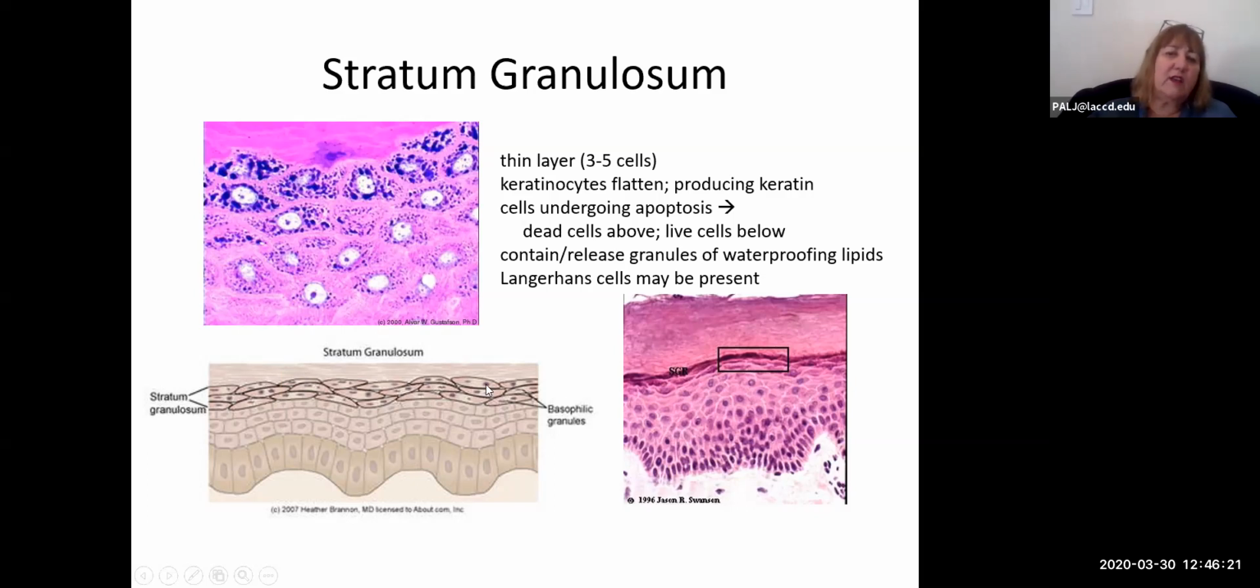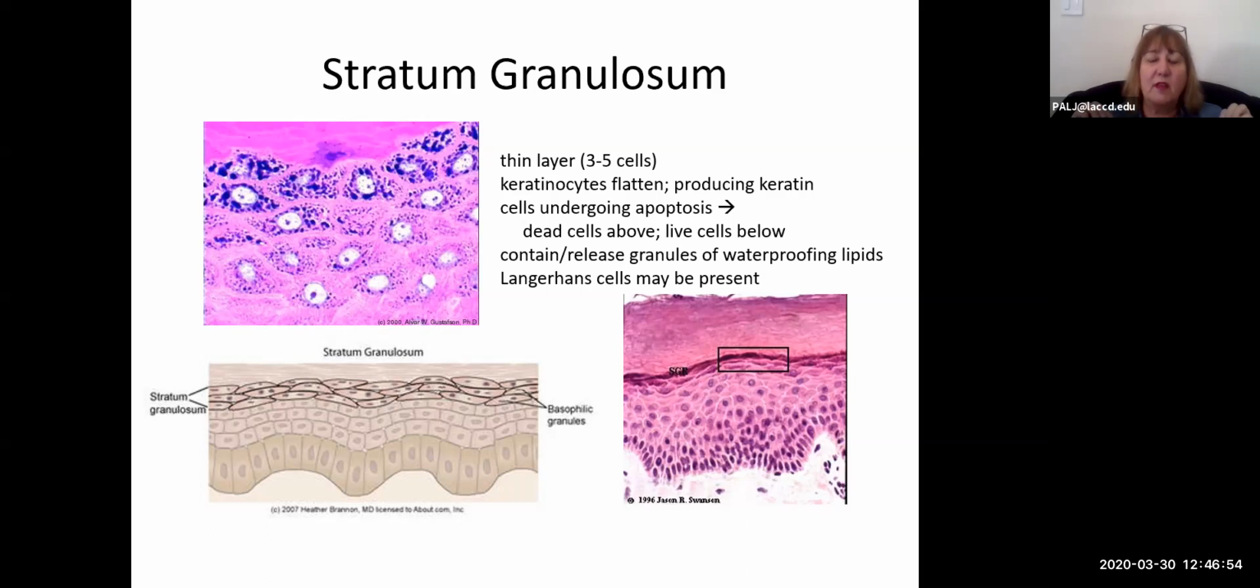So now looking at the cartoon drawing, you can see that the cells have flattened out, okay? They're looking squamous finally, and they're continuing to produce keratin. This is a transition layer. All the cells deep to it in the stratum basale and the stratum spinosum, they're alive doing their work. All the cells superficial to it, they're dead. So this is the layer where the cells are dying.